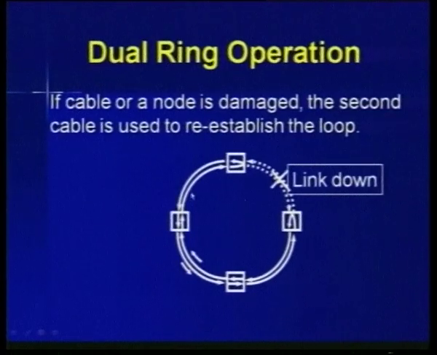And finally, you can see that the ring is re-established. All the stations are now reconnected in the ring. So the ring was disconnected, and now you have made sure that it is reconnected again. Re-establishment of the ring is what is done by means of this dual ring operation.